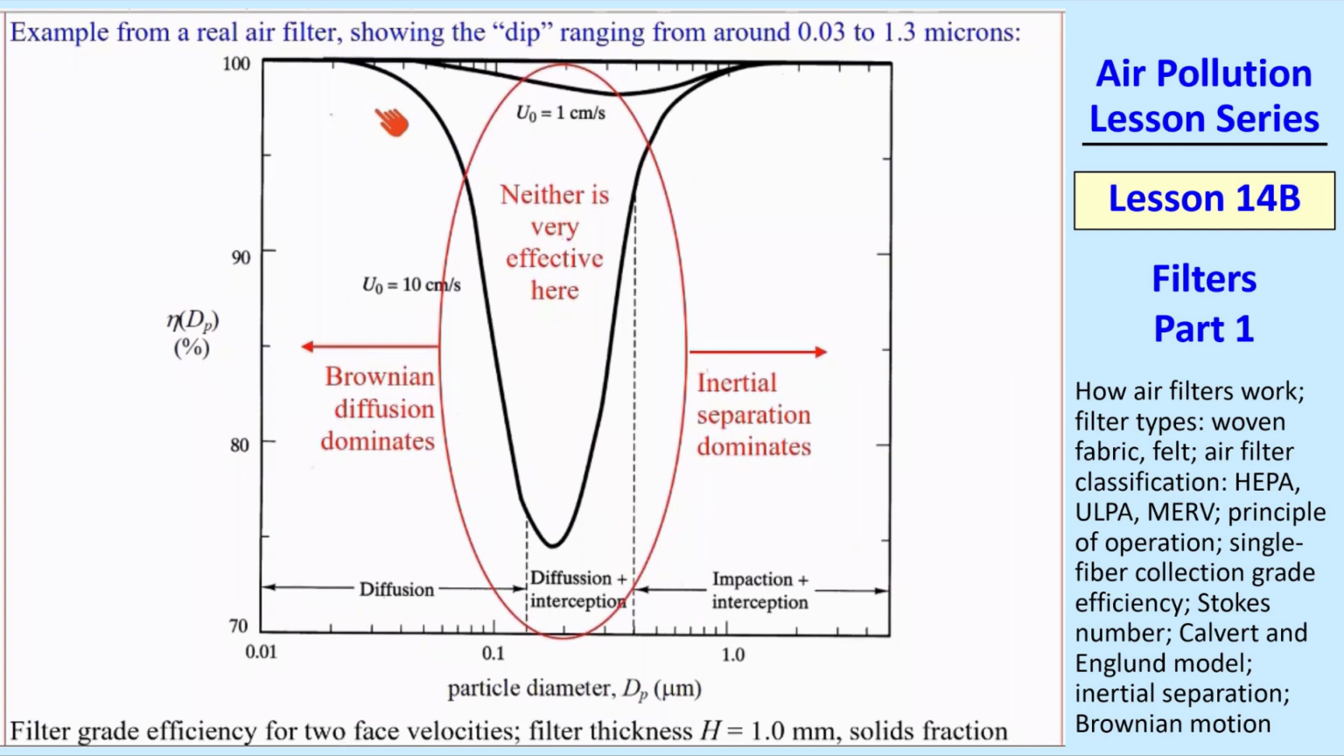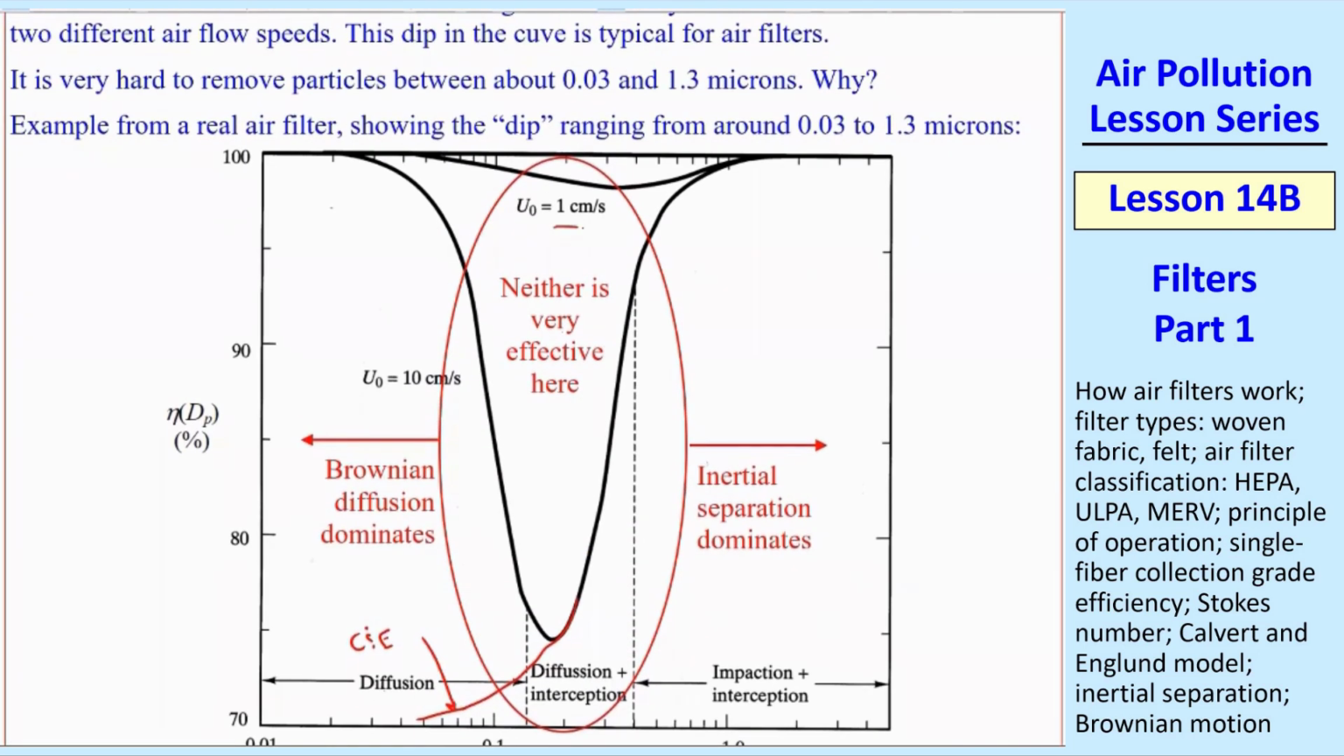Here's some experimental data for an actual filter. Turns out that for big particles, when I say big, we're talking about particles here that are supermicrons, so bigger than about a micron, inertial separation dominates. So the Calvert and Englund model would do great. For very, very tiny particles, less than 1/10 of a micron here, Brownian diffusion dominates and inertial separation is pretty negligible. So the S curve from Calvert and Englund would continue down like that, but the actual one dips back up and you can have almost 100% for the really, really tiny particles up there because of Brownian motion.